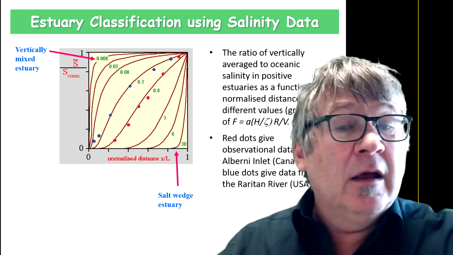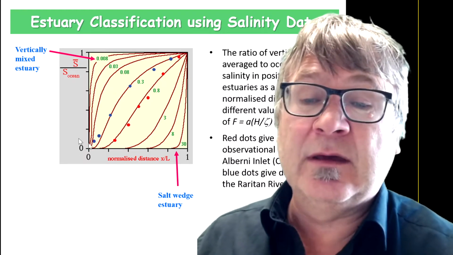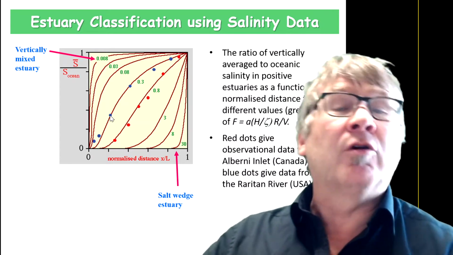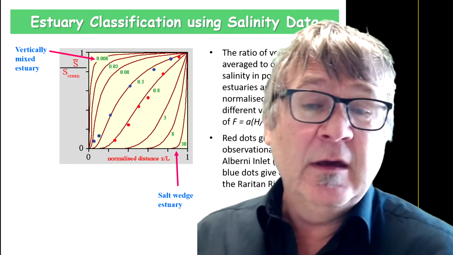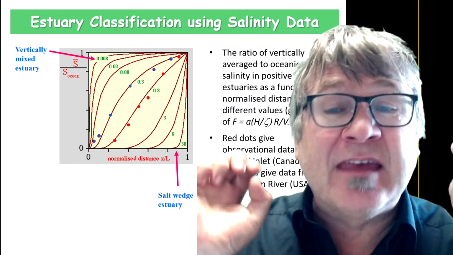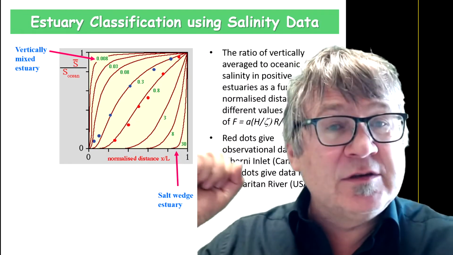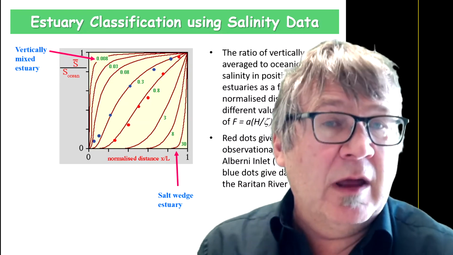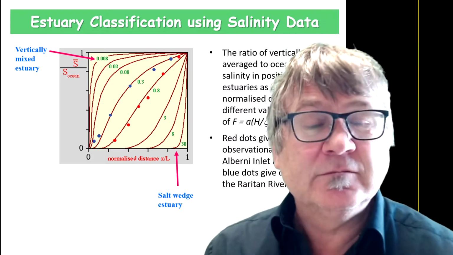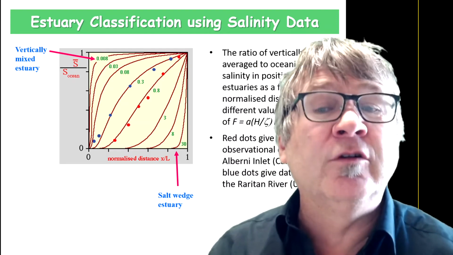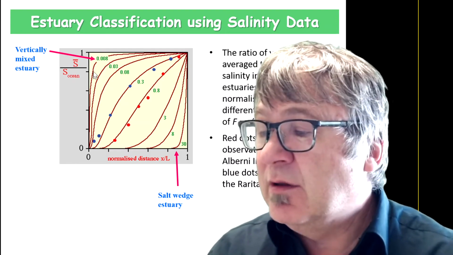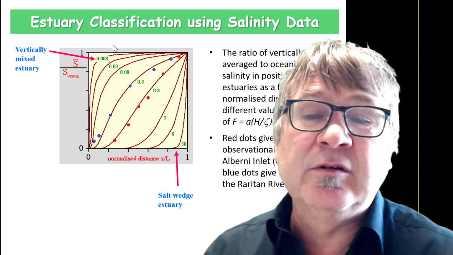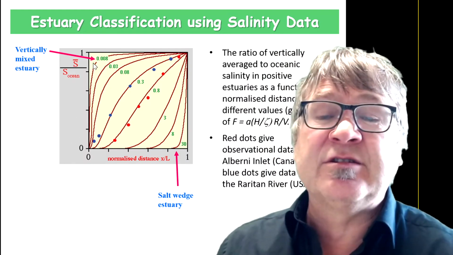You can have a linear curve in the middle, somehow in between. And then you have either convex or concave curves. It all depends on the F. If the F value is very low, which means you have very low freshwater river runoff compared to the tidal volume, you get a curve like this example, where 0.008 is the value. And this is a vertically mixed estuary.